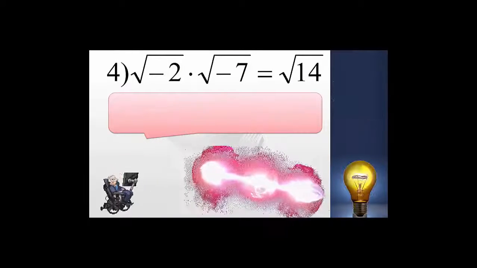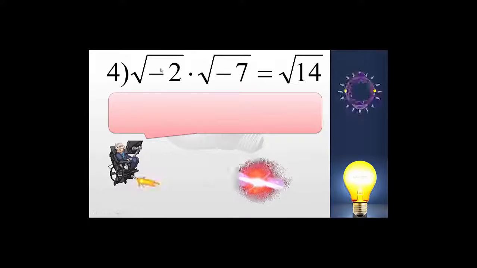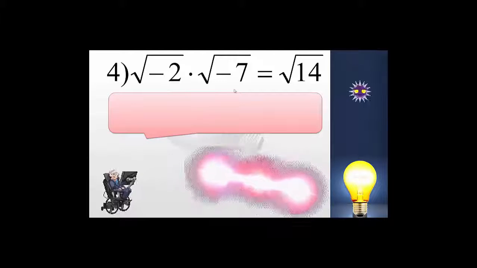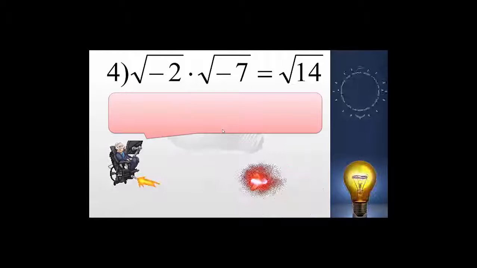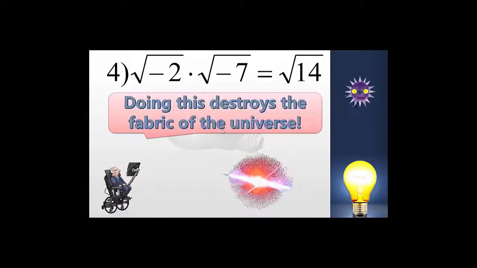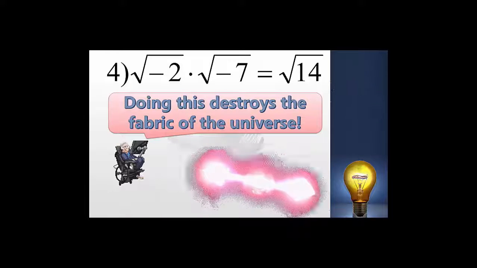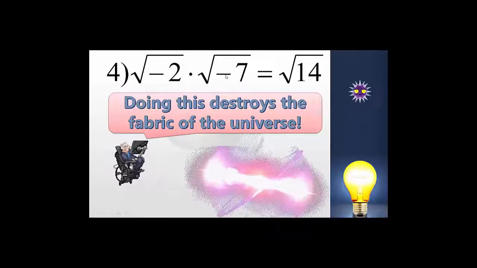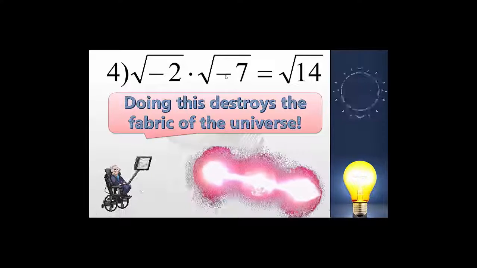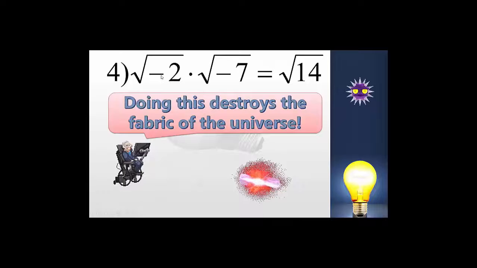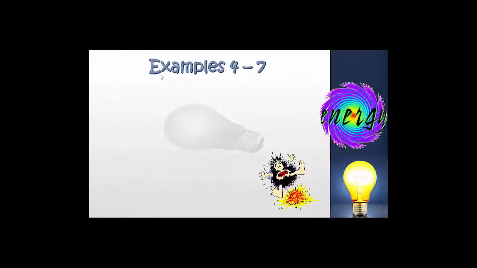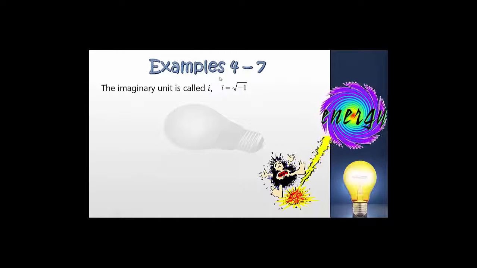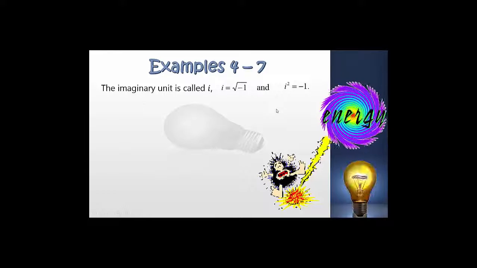Some people may think it's particularly clever to do something like this because, oh wow, we have a negative times a negative, and that will give us a positive, so therefore it's the square root of 14. Well, if you start doing stuff like that, this destroys the fabric of the universe, because it turns out that this is really the square root of negative 1, and this is the square root of negative 1, and we know that the square roots of negative 1 are i by definition. So let's look at a few examples using these definitions, where i is equal to the square root of negative 1 and i squared is equal to negative 1.